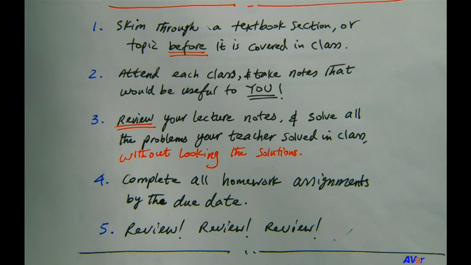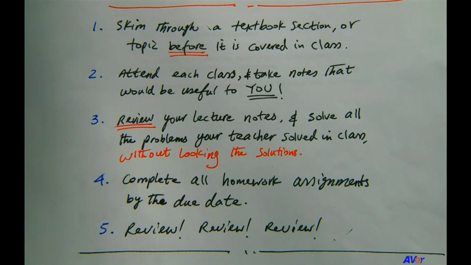Hello everyone, welcome to our discussion of section 3.4 where we will talk about solving equations that have radical expressions in them and solving equations that have rational expressions in them.